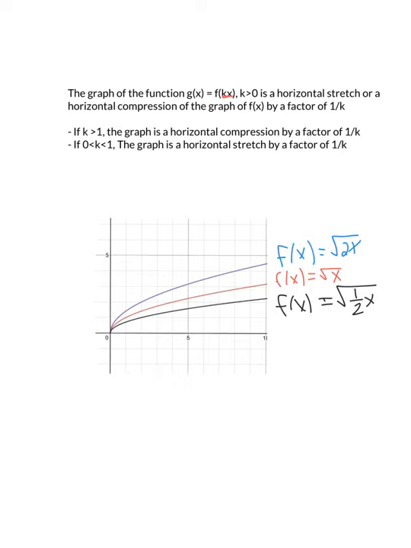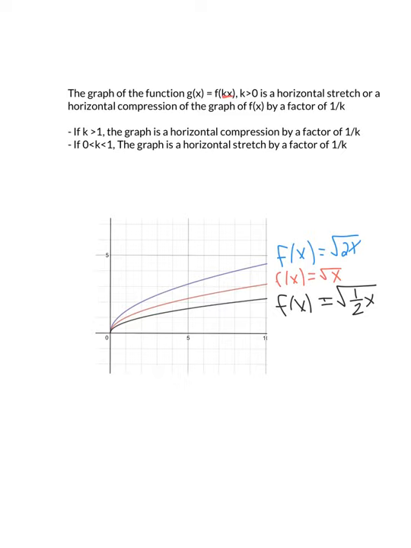Now, when we're dealing with k, or a horizontal stretch, we're going to be dealing with the values inside combined with our functions. So this is a little bit backwards. If k is bigger than 1, the graph is a horizontal compression. So this is a total opposite of vertical stretch and vertical compression. If k is between 0 and 1, the graph is a horizontal stretch. Now both of these are going to be by a factor of 1 over k. I'm going to explain in depth using the example below.